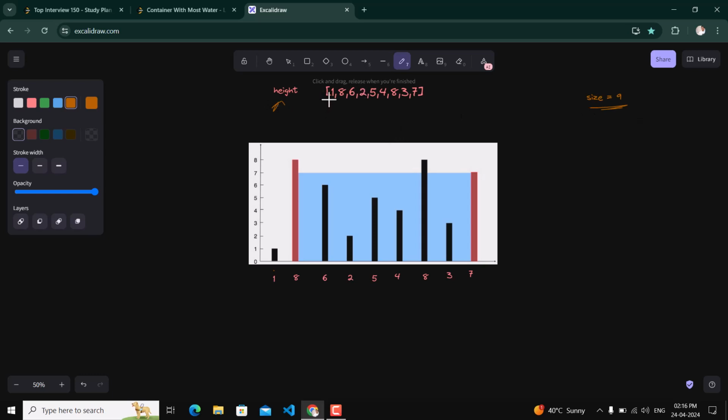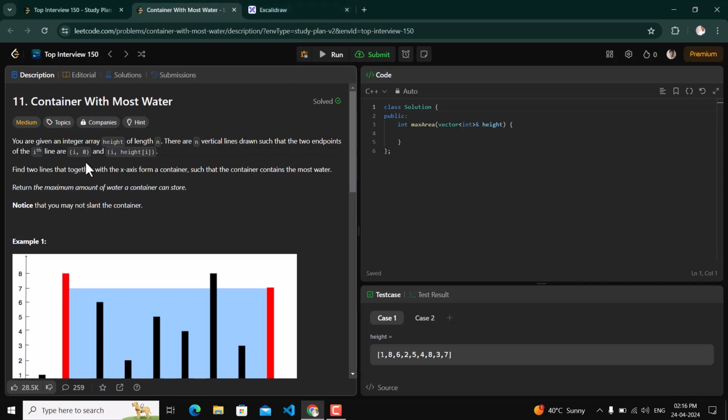What is given is the height of each bar. The starting and end point of this bar would be i comma 0 and i comma height of i. So basically we are given a height array, and the starting and end points would be i comma 0 and i comma height. We have to find two lines that together with the x-axis form a container.